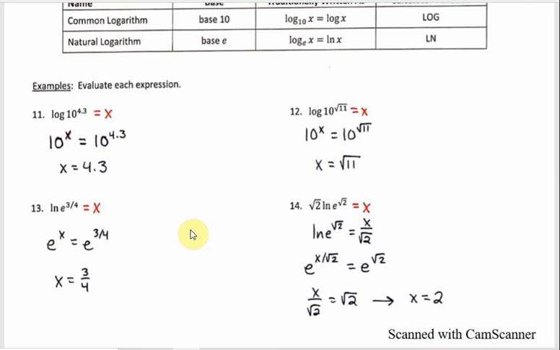And then here, this one is kind of similar. This is base e, so e raised to the power of x is e to the 3/4, so x is equal to 3/4. This one's slightly different, where if I set it equal to x, I also have to get the log expression by itself. So I divided both sides by radical 2, because then if this is base e, e raised to this power on the right side would have to be equal to e to the radical 2. So x over radical 2 equals radical 2, and if you multiply both sides by radical 2, you get that x equals 2.